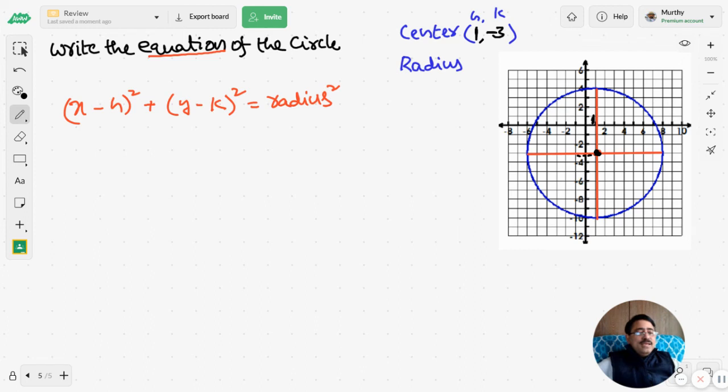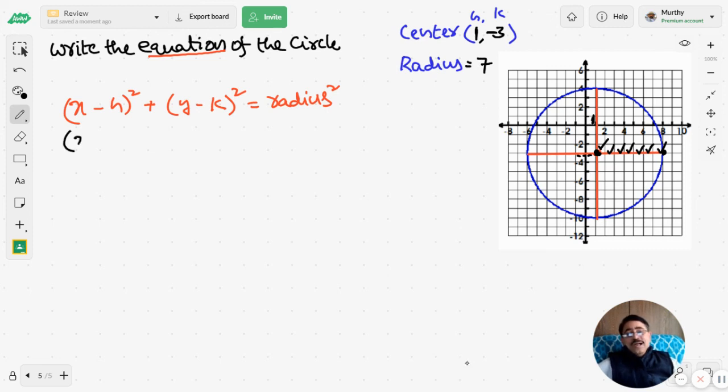You know what is radius? The length of the line segment from the center of the circle to the boundary of the circle. So you may count the blocks: 1 block, 2, 3, 4, 5, 6, 7 blocks. Therefore, radius equals 7. Now here onwards it's easy.